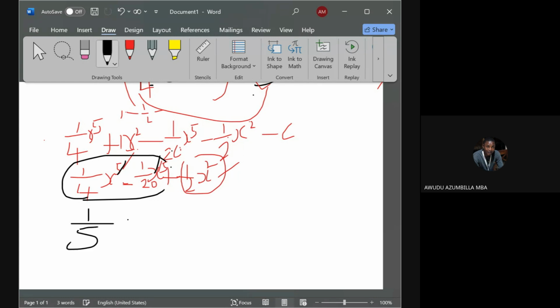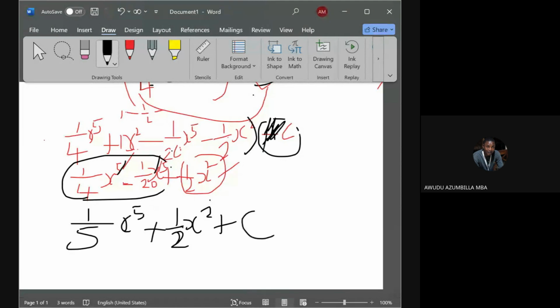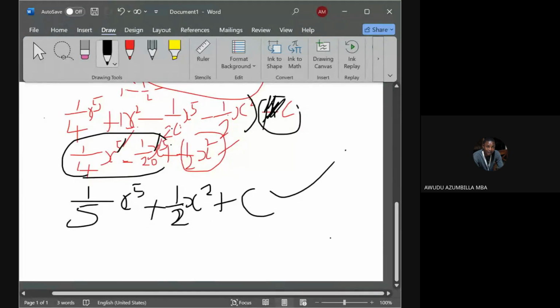1/5 x raised to the power 5, now plus our 1/2 x squared. The constant here is always plus, so when we have the bracket there, it doesn't affect it. So please don't ignore this minus here. So plus our C. And this will be our final solution to the integral by parts.